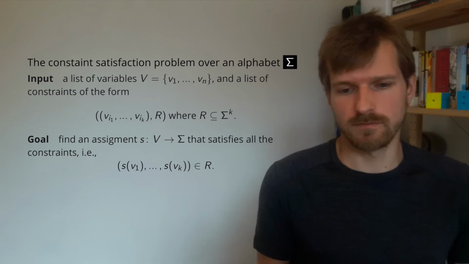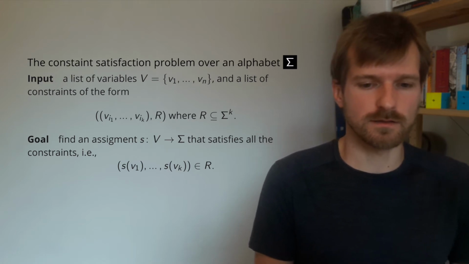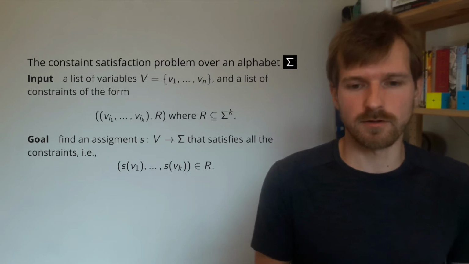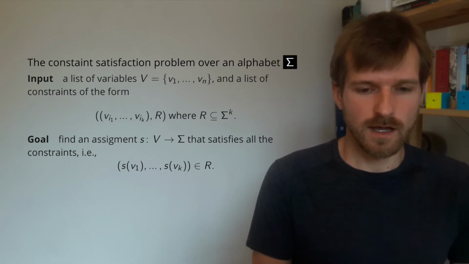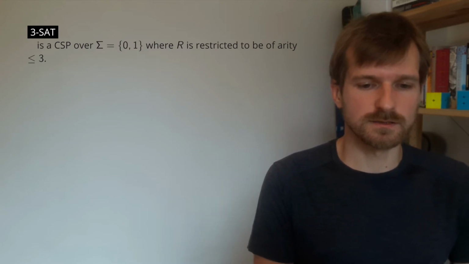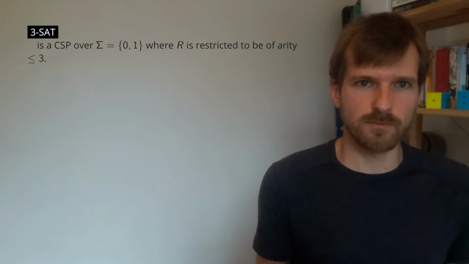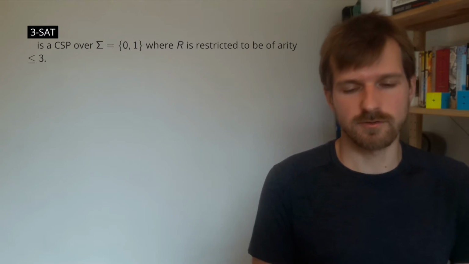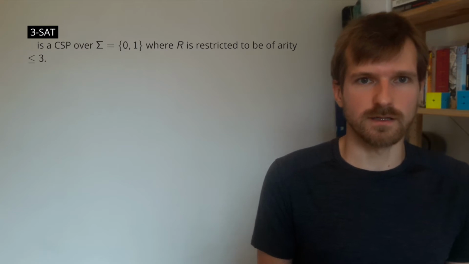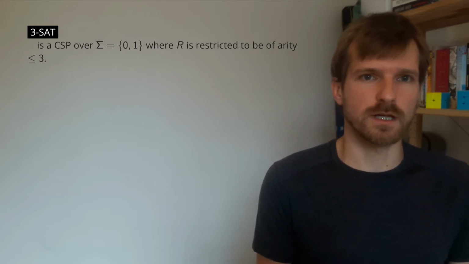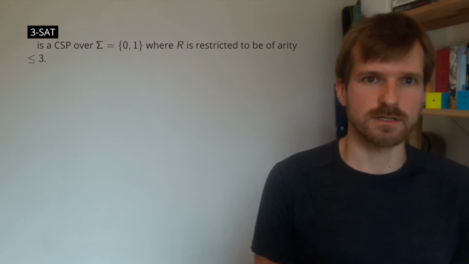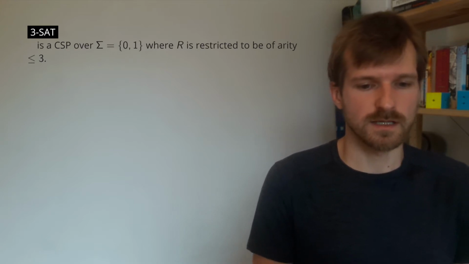There are many various restrictions, and you get concrete problems that you might know. The 3-SAT problem that I've already mentioned is a domain on a Boolean alphabet with just 2 elements, and each relation is restricted to be of arity at most 3. So each relation corresponds to a bunch of clauses on the same triple of variables.